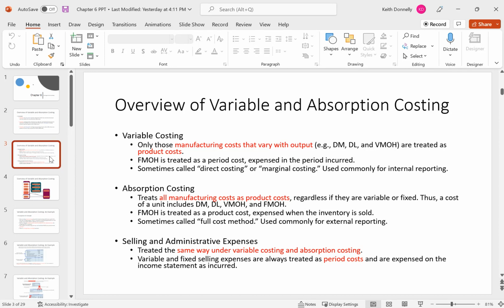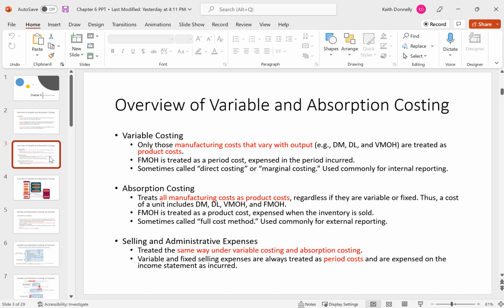Now, in distinction, absorption costing is pretty much the idea of what you've seen with an income statement before you entered this class. It's that traditional GAAP external reporting. All of our manufacturing costs, our direct materials, our direct labor, our variable manufacturing overhead, and our fixed manufacturing overhead, are going to be capitalized in inventory. All of them. It's absorption, so they're all going to be in there.